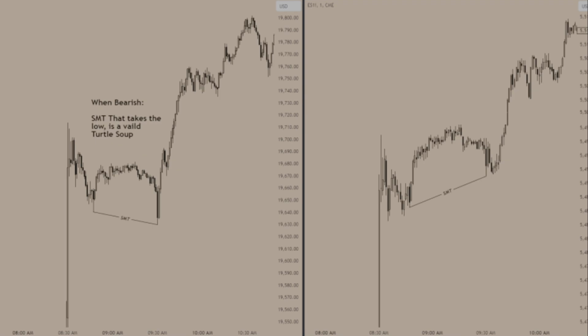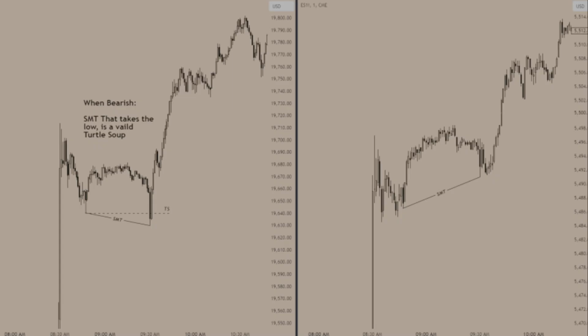So if you're bullish, you want to be looking for those lower prices to form an SMT divergence, right? You want to be catching the low of that bull run here. So the SMT that takes out the low is a valid turtle soup. We can see that here.